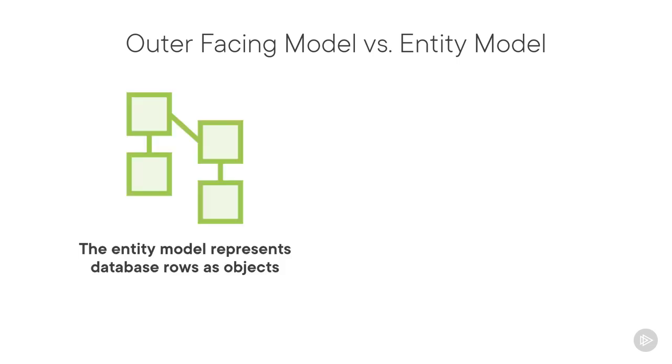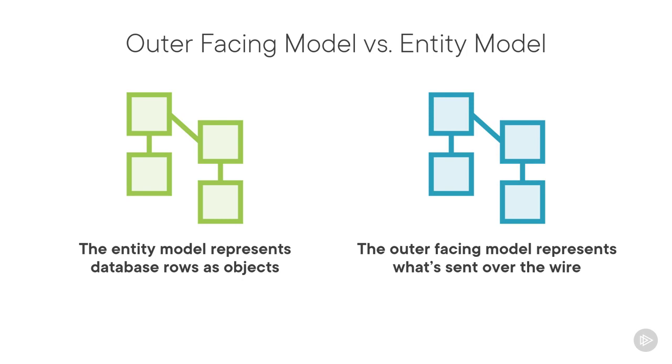From that, we already know that the entity model, in our case used by Entity Framework Core as a means to represent database rows as objects, should be different from the outer-facing model. Those model classes, the DTO model, represent what's sent over the wire. Sometimes you will see these models referred to as your DTOs or even view models, although that terminology is more suited for ASP.NET Core MVC web client applications.